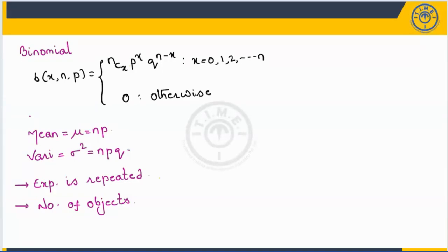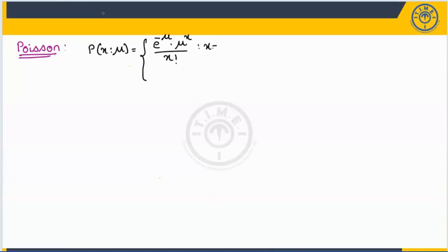And again, when you talk about the Poisson distribution, the Poisson distribution is given by P of X, with mean mu, or lambda sometimes, equal to e to the power minus mu into mu to the power x by x factorial, where x takes the values 0, 1, 2, 3, and so on till infinity, and it is 0 otherwise.